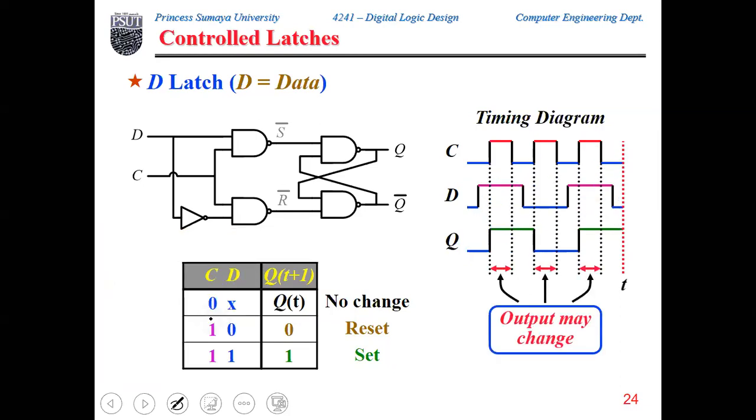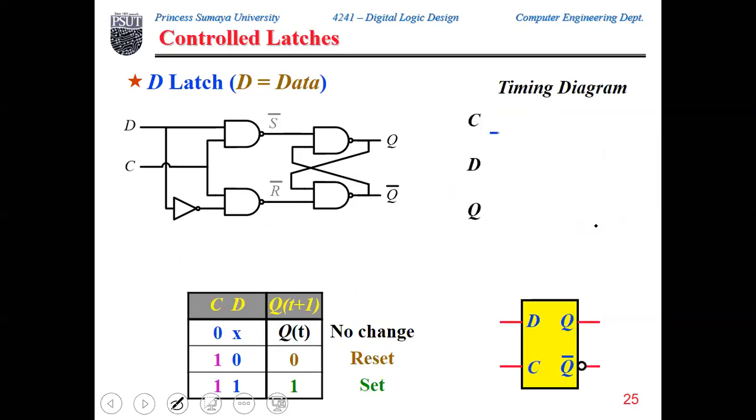So basically, this is the summary. As long as the clock is 1, the output is allowed to change, or the output may change depending on the change in the D input. So it will affect Q, as we said.